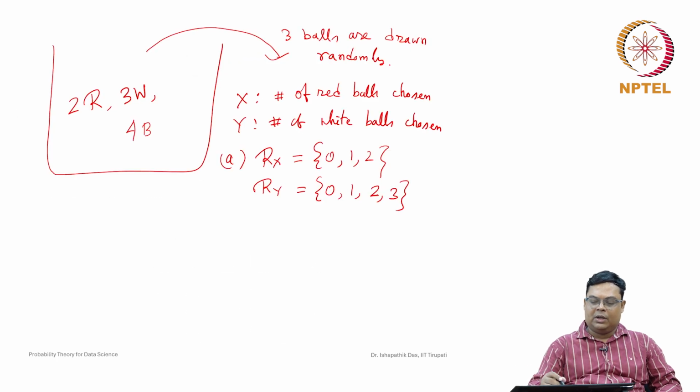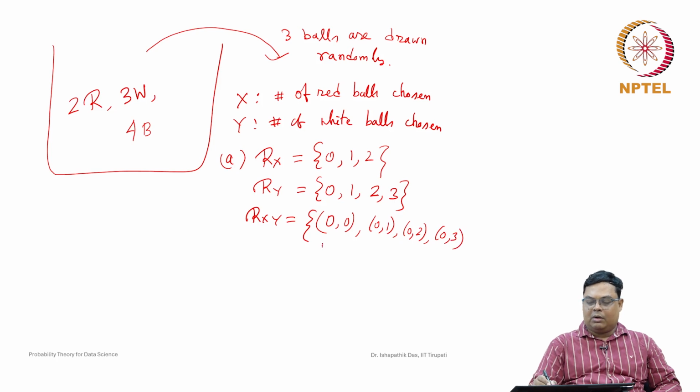Range of (x, y) means R of (x, y). So, what will be the range of this bivariate random variable? It will be a subset of R2 actually. So, what are the possible values? Red ball may be 0, white ball may be 0; red 0, white 1; red 0, white 2; and red 0, white 3. These are possibilities.